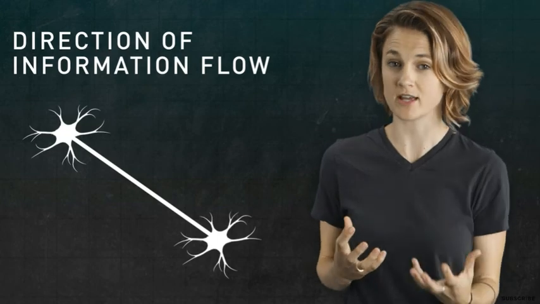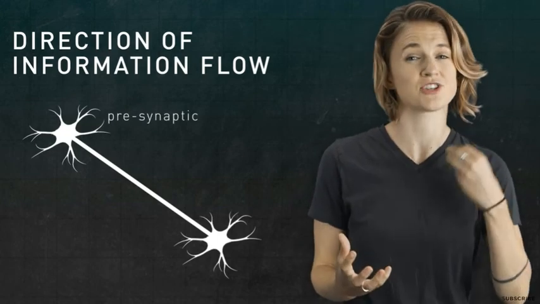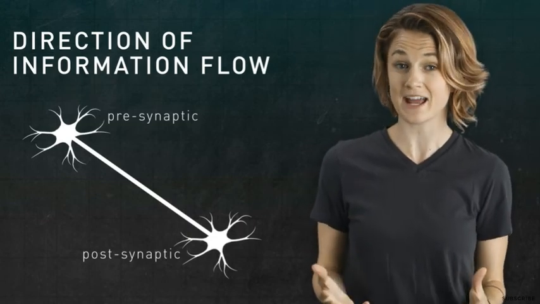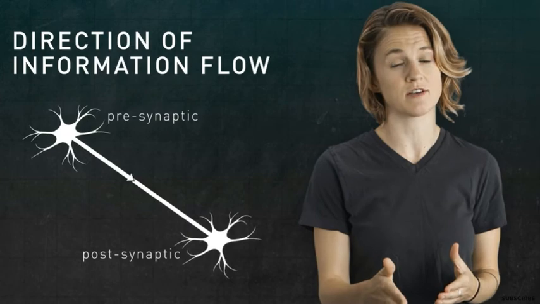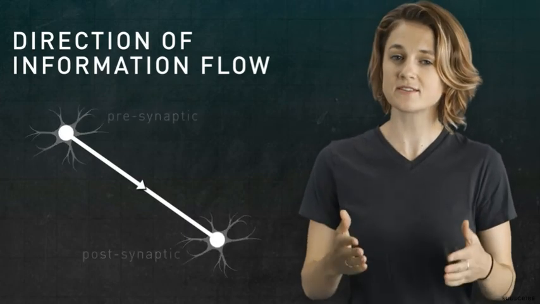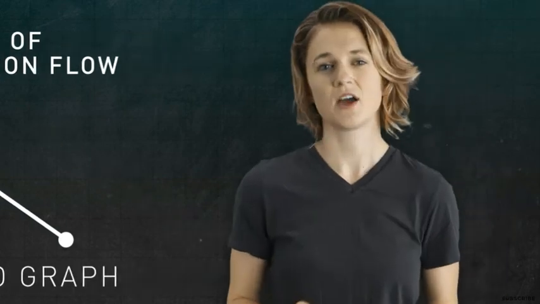There's an inherent asymmetry in the way one neuron communicates with another. The electrical current passes from the presynaptic neuron to the postsynaptic neuron. We can encode that by adding an arrow indicating the direction of synaptic transmission on each edge of the graph. This is called a directed graph. A directed graph provides way more information than an undirected graph.